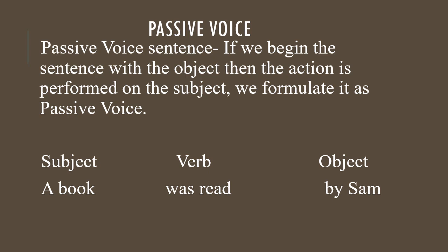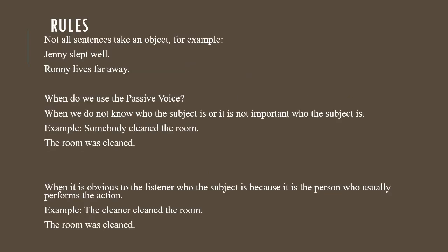If we begin the sentence with the object, then the action is performed on the subject. We formulate this as the passive voice. For example, we have the same sentence now written in the passive voice form. Now a book becomes the subject, was read is the verb, and then the object is Sam. But we have to add the by over there whenever we are converting to passive voice.